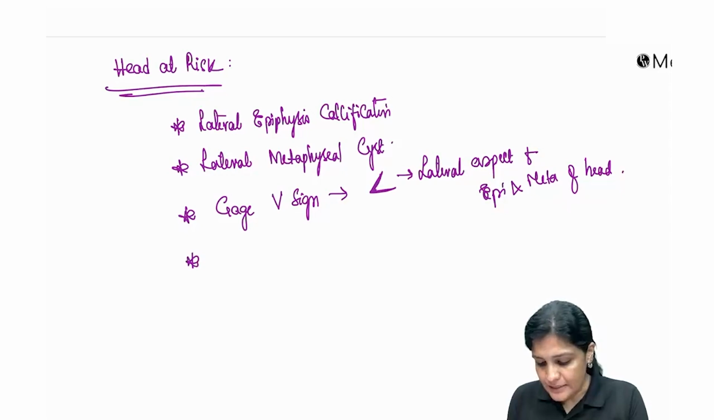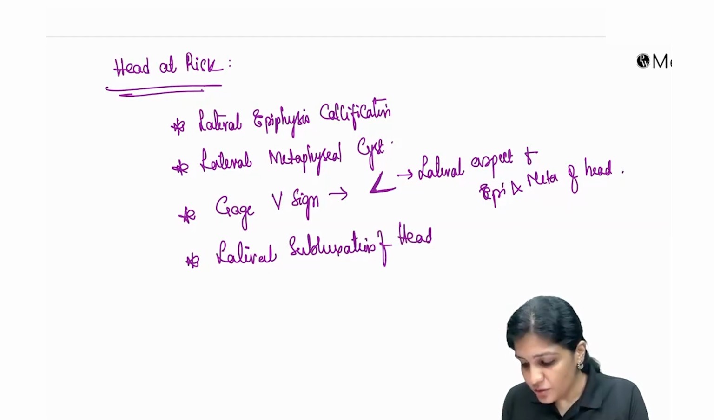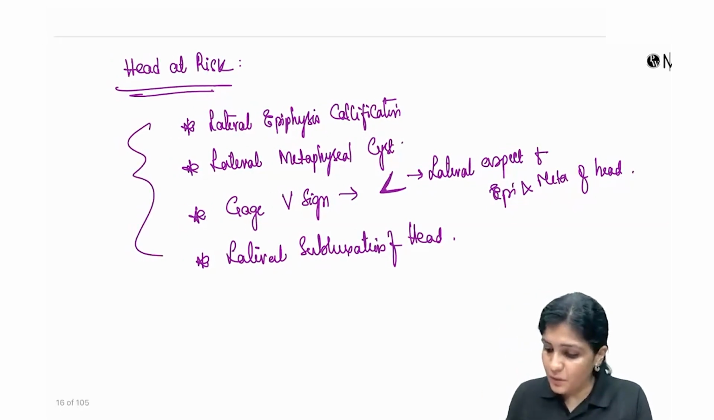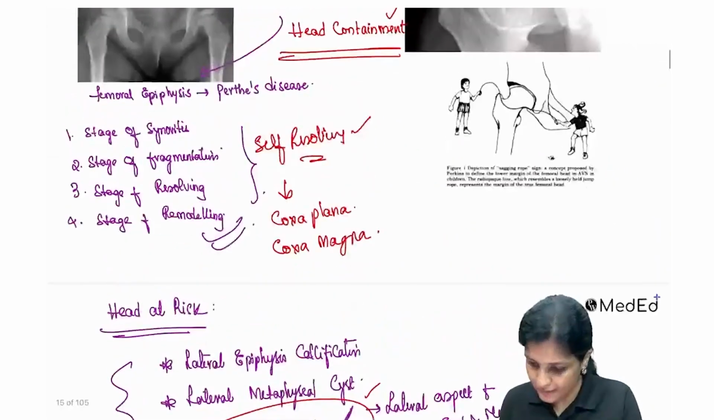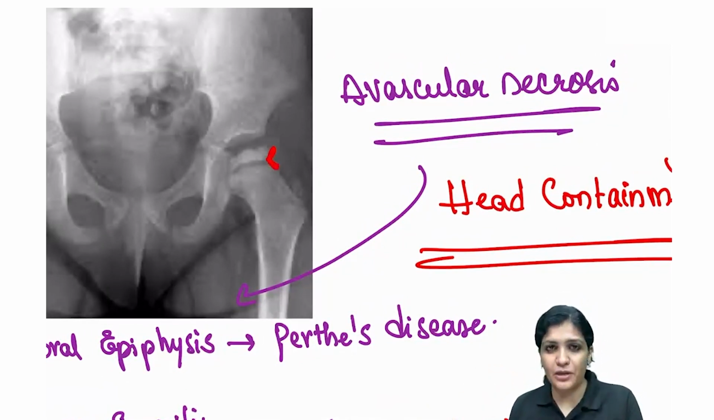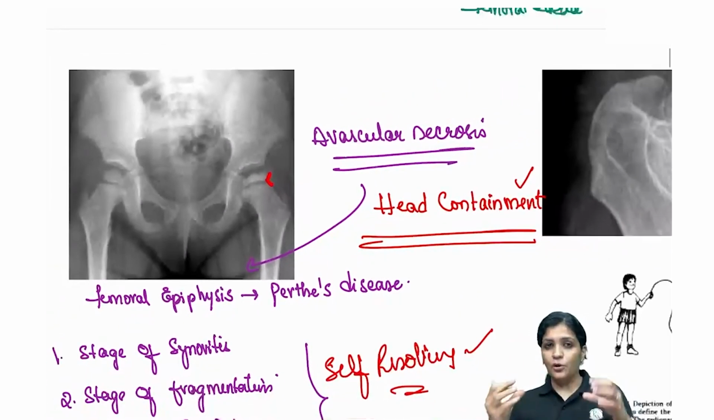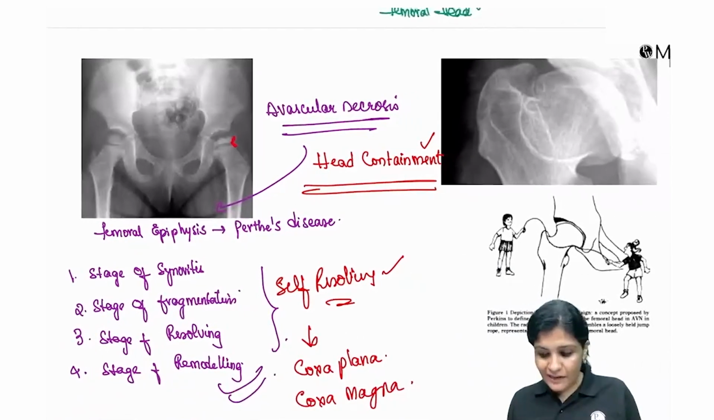And then, or simply lateral subluxation of the head. So these are all the signs. The important one is again the Gage or V sign, which is present like this. This is actually the fragmented part, so the epiphysis and metaphysis, there will be damage to that particular side, and you will see this V or the Gage sign there. Okay, so these are all the head at risk signs.